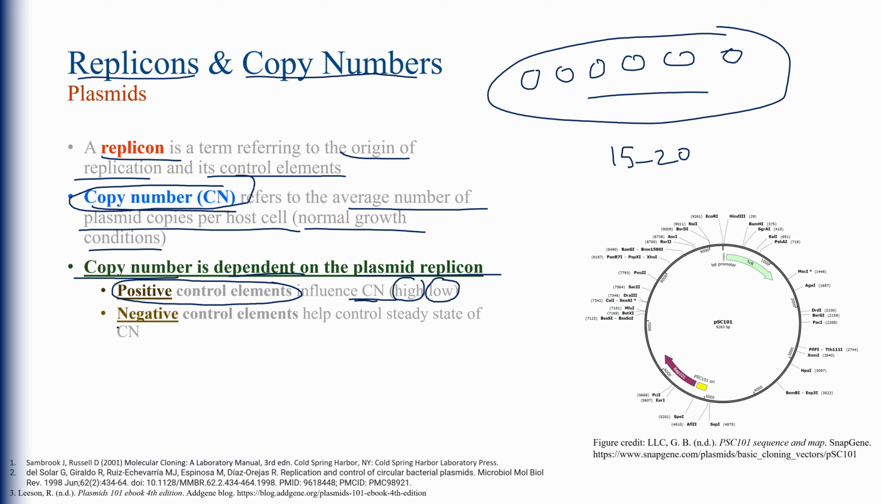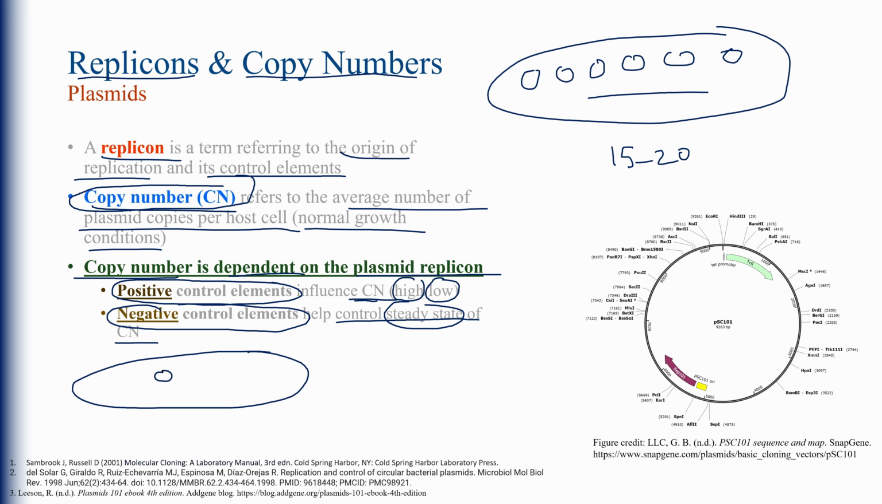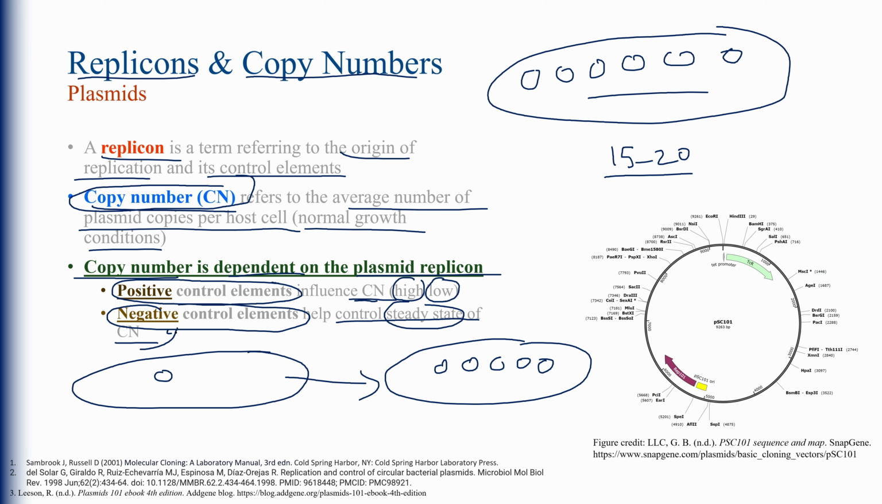Now, in addition, the negative control elements also help control the steady state of the copy number. So this is the state at which the number of plasmids within a given host cell remains relatively constant. So one model suggests that when you have the beginning of the colonization of a particular host cell with plasmids, say in a petri dish in a lab setting, what will happen is that once the characteristic copy number has been reached by that particular type of plasmid, then the negative control elements will increase in concentration within those plasmids, and it will suppress any further increase in the number of plasmids.